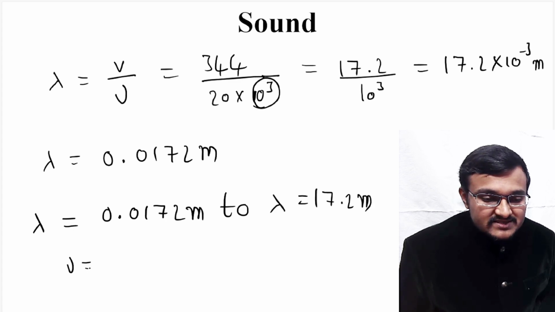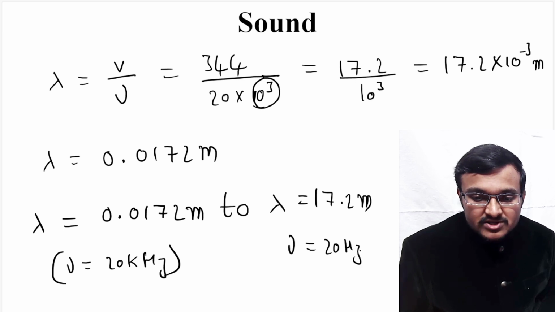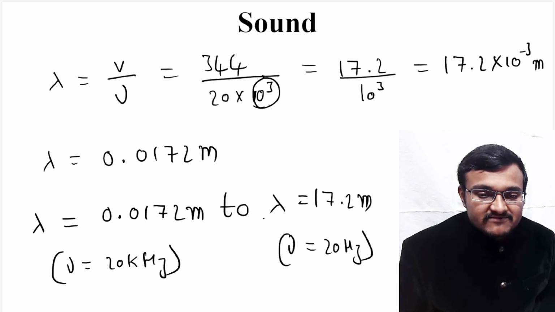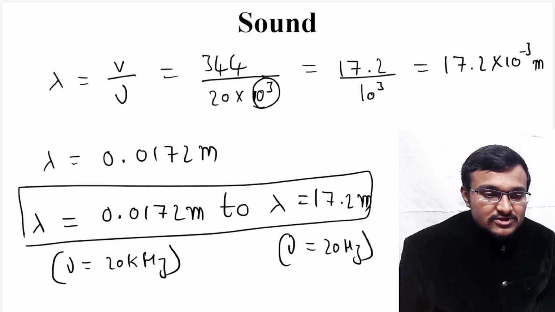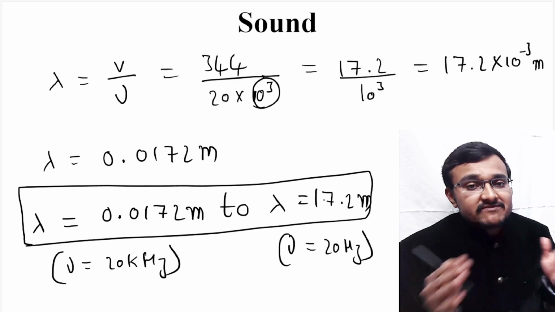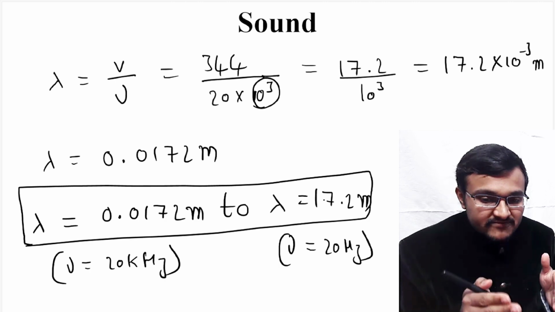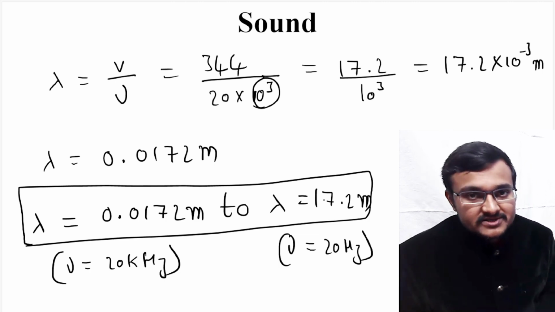So here frequency is 20 kilohertz and here frequency is 20 hertz. So we have calculated wavelength for both the frequency, that is in between 0.0172 meter to 17.2 meter. So this is the wavelength range for the frequency starting from 20 Hertz to 20 kilohertz.